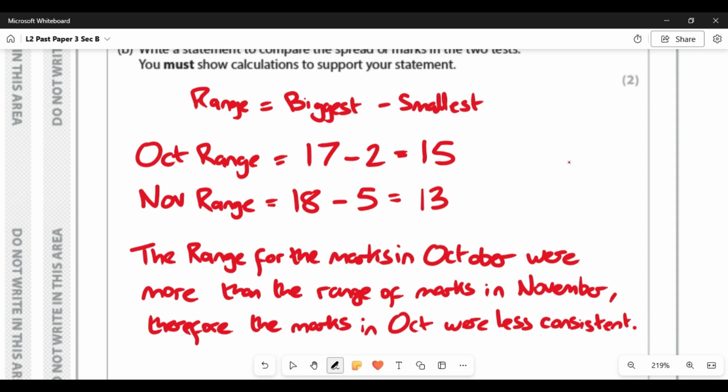And obviously, you do have to show your working like it says. You must show calculations to support your statement. And obviously, you do have to write a statement as well, some kind of sentence to explain the spread of the data. Yeah, so you'll get 1 mark for your working, 1 mark for your statement. There's your 2 marks. Let's move on to the next question.